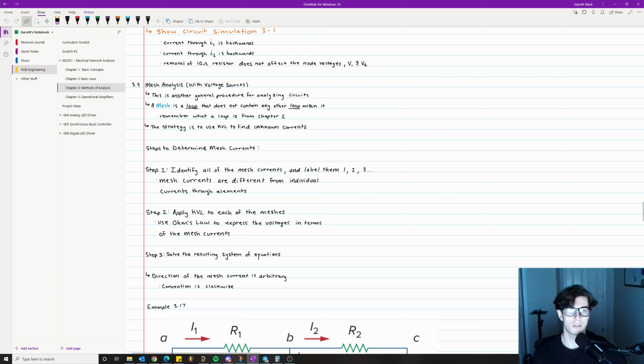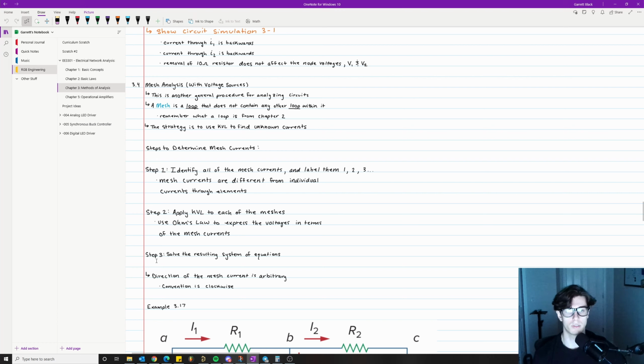Steps to determine mesh currents. Step 1 is identify all of the mesh currents and label them 1, 2, 3, and so on. Mesh currents are different from individual currents through elements, and we'll see that whenever we look at a circuit in a second. Step 2 is to apply Kirchhoff's voltage law to each of the meshes. Use Ohm's law to express the voltages in terms of the mesh currents. So it's kind of like we're going backwards now. We have the voltages and we're trying to express the voltages in terms of mesh currents.